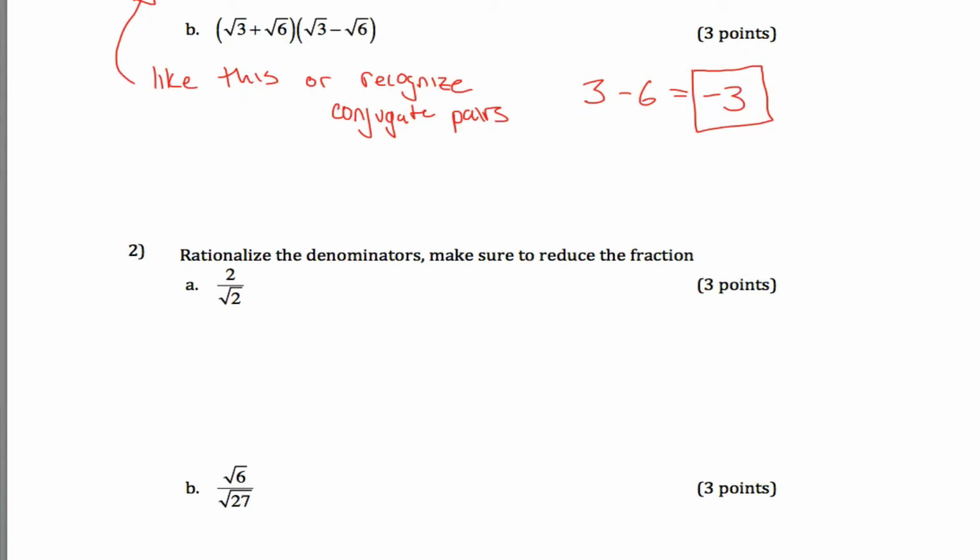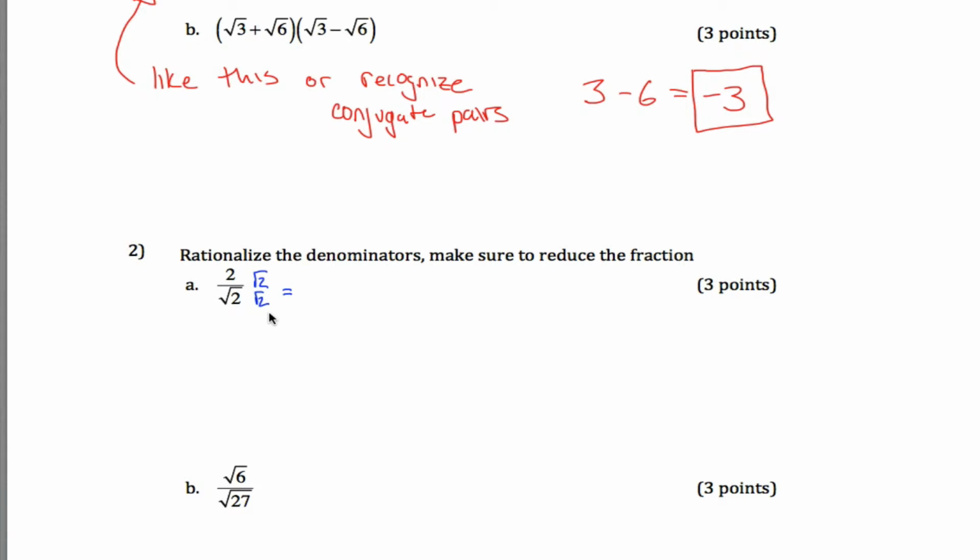Rationalize the denominator. The way you rationalize denominators is essentially making it so that you don't have square roots in the denominator anymore. So for this first one, to get rid of the square root, I could just multiply the top and the bottom by the square root of 2. That way I'm not changing the value of this fraction.